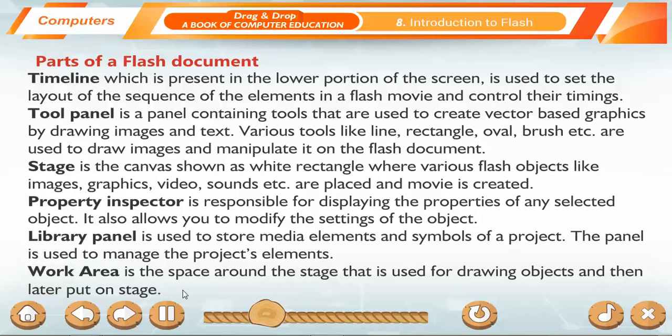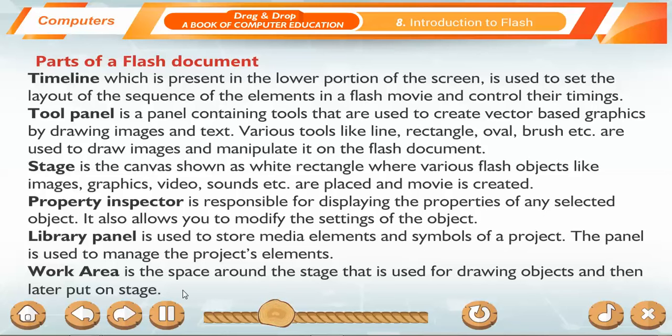Stage is the canvas shown as a white rectangle, where the various Flash objects like images, graphics, video, sounds, etc. are placed and the movie is created. Property Inspector is responsible for displaying the properties of any selected object. It also allows you to modify the settings of the object.